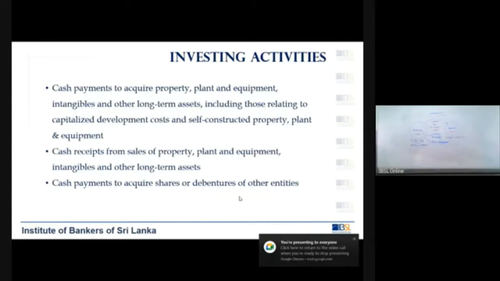Then you can have cash receipts from sale of property, plant and equipment. It is not only to purchase or acquire assets. Sometimes you might think, okay, I have an old house or a building which is of no use to me now, I can sell it. So when you sell, what will happen? You will get money. You will get cash. That is called disposal. When you dispose of an asset, you get money.